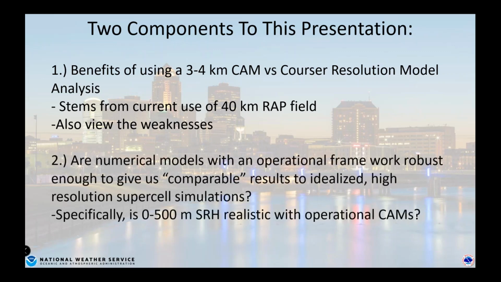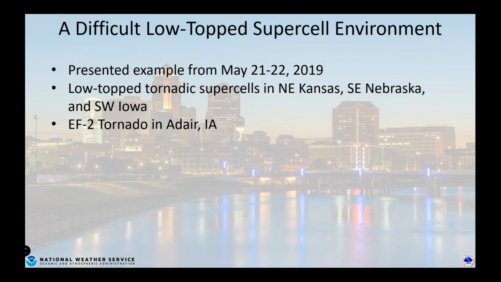The second half will be more of the research project that we'll actually be moving forward with, essentially looking at our ability for operational models to determine what is that near surface source of vorticity, and are we able to capture that well, specifically looking at the 0 to 500 meter storm relative helicity output that we have from both the HRRR and the RAP.